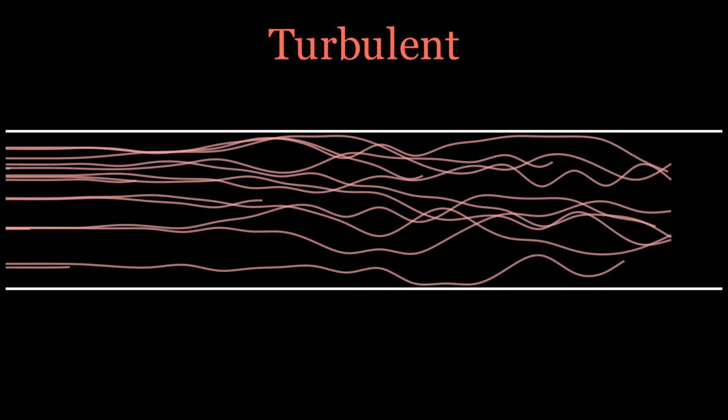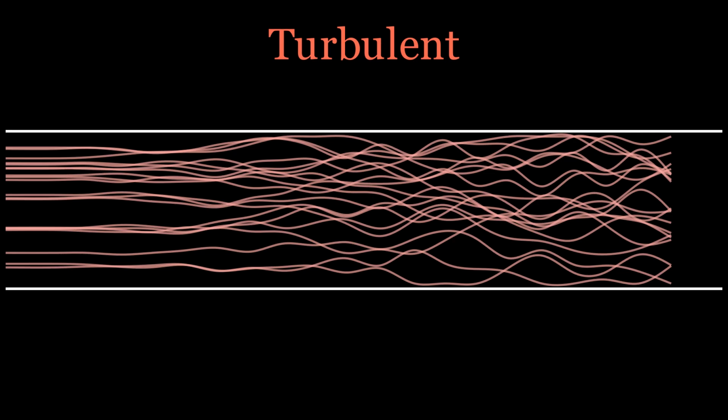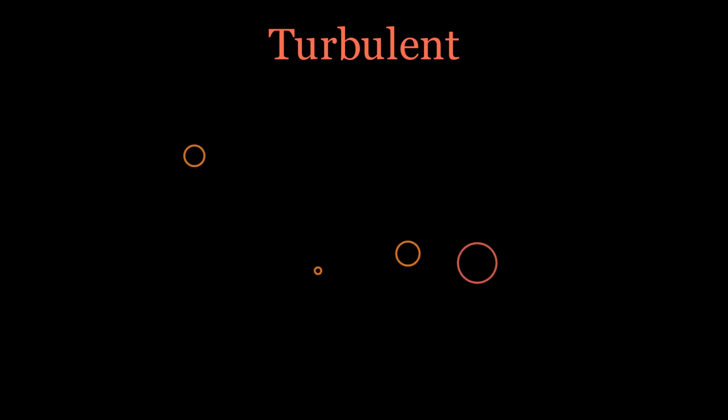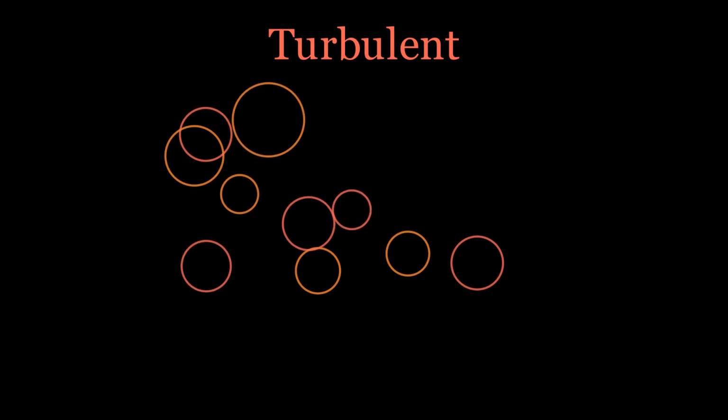Then there is turbulent flow. This is highly disordered and messy. Instead of straight lines, the fluid zigzags and swirls. These swirls are called eddies. Think of a crowd leaving a stadium after a big game. People are pushing, turning, and moving at different speeds in every direction.